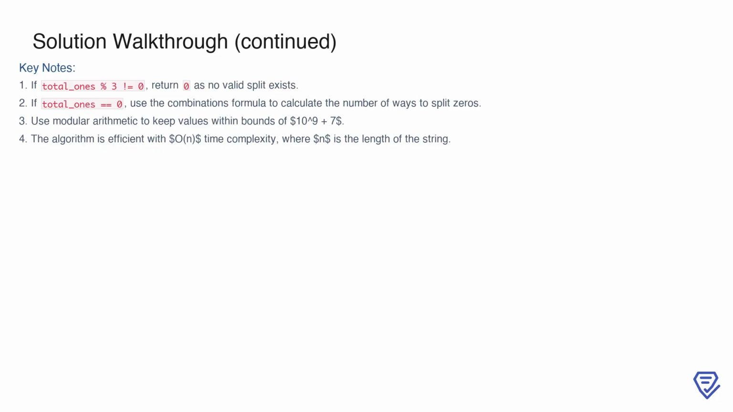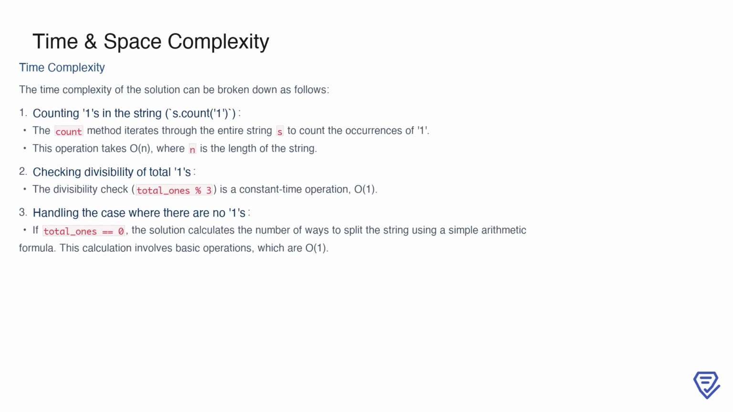Finally, the algorithm is efficient, with a time complexity of O(n), where n is the length of the string. This ensures that the solution is scalable even for large inputs. To understand the time complexity of this solution, let's break it down step by step. First, we count the number of ones in the string using the count method. This operation scans through the entire string once, making it O(n), where n is the length of the string.